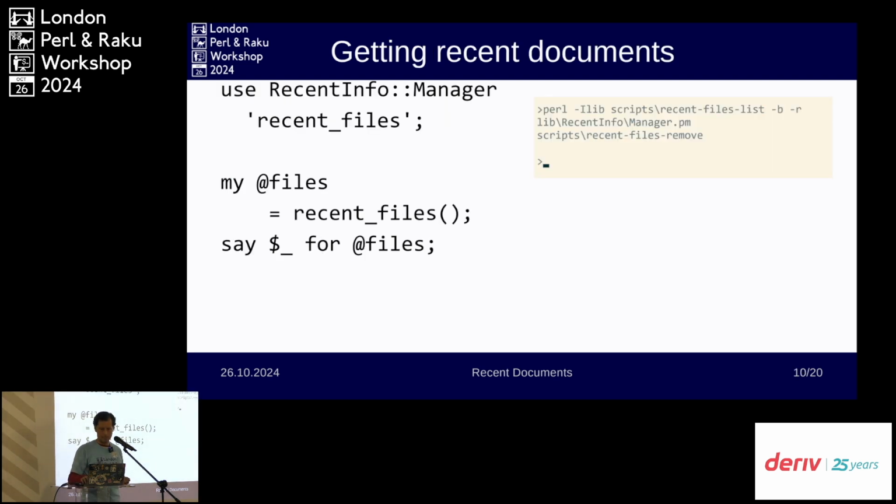And yeah, you can also use the functionality from Perl. There is an additional function named recent files, which returns you the list of recent documents in reverse order. So the newest recent document is the first in the array. And yeah, you can use that to more or less replicate recent files list with this little Perl code.